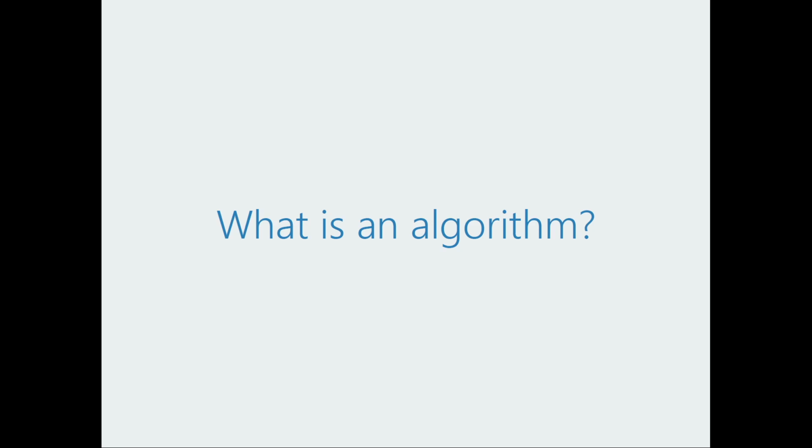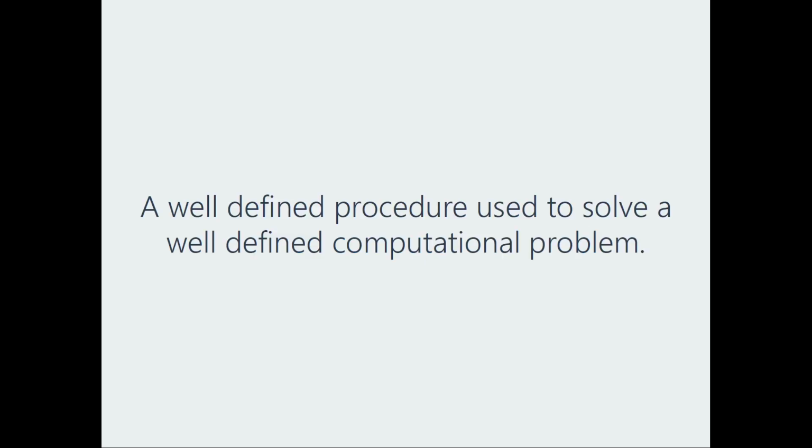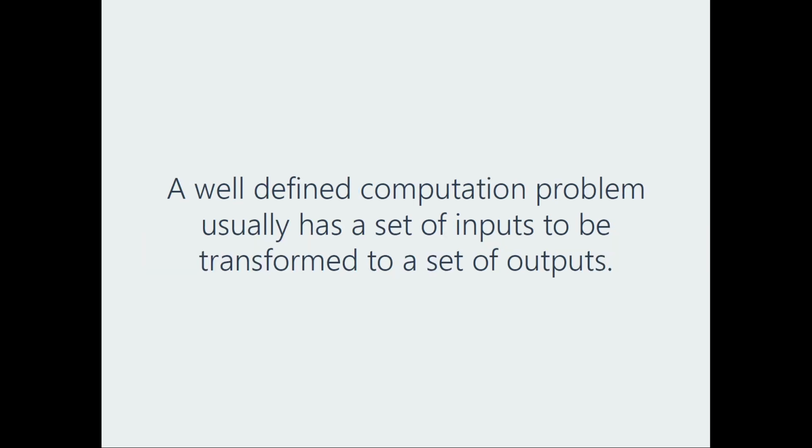What is an algorithm? By now, you should be able to answer this question. You could say that it's a step-by-step procedure done in order to solve a problem. Another definition is the following. An algorithm is a well-defined procedure used to solve a well-defined computational problem. A well-defined computation problem usually has a set of inputs to be transformed to a set of outputs.